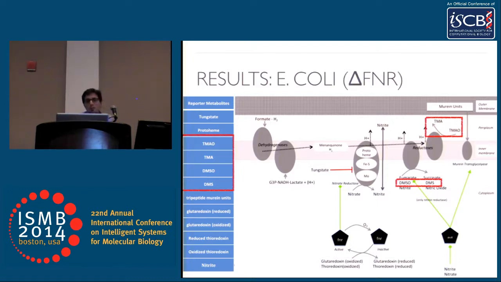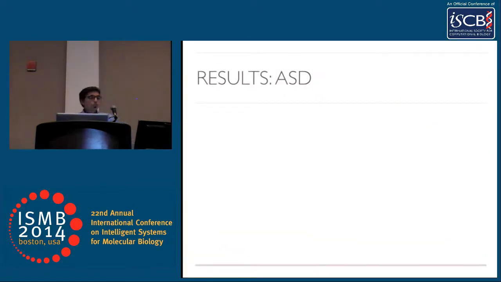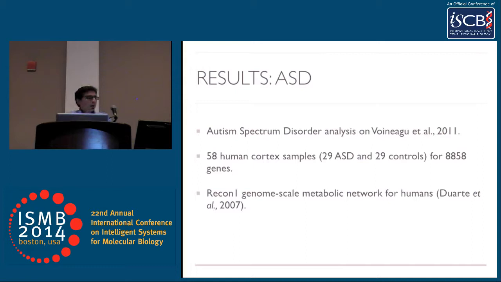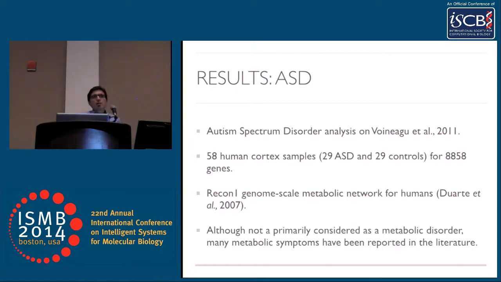So the results show that we can find the underlying biology of the transcriptional response for the knockout of this gene. Next, I'm going to show you some results on autism spectrum disorder. This analysis is done on a data set published in 2011. We have 58 samples. We are using the Recon metabolic network. And although autism is not primarily considered a metabolic disorder, many metabolic symptoms have been reported in the literature.